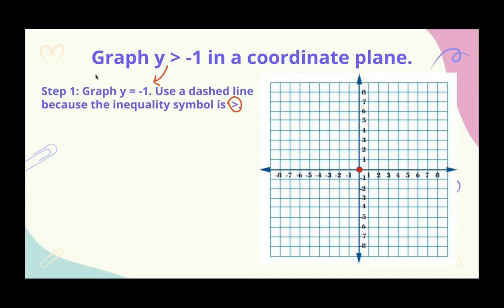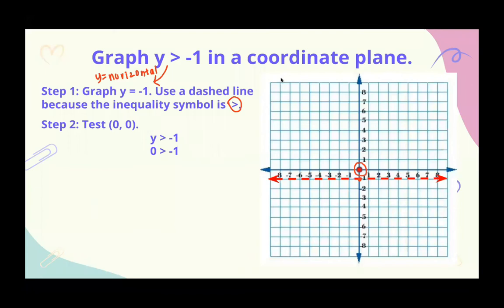So again, whenever you're graphing a line that is set to y and then just a value, that will be a horizontal line. So we're just going to draw a horizontal line on the y-axis at -1. So your line would look like this. Now that you've drawn your line, you can go ahead and test a point. I'm going to once again test (0, 0) because (0, 0) is not on our boundary line.